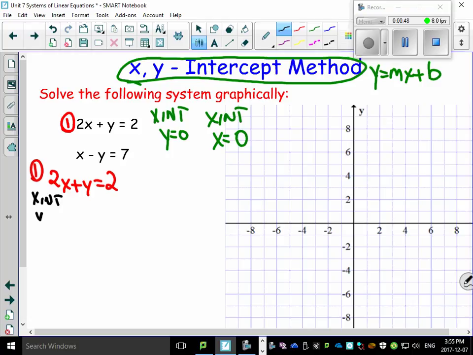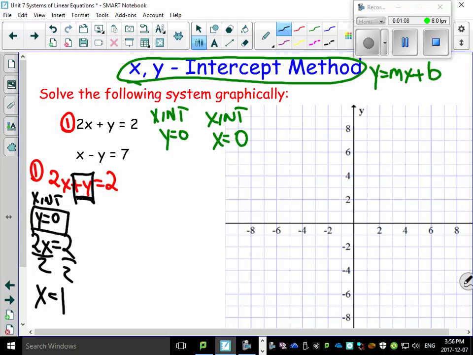X-intercept. You know y equals 0 when the x-intercept happens. So check this out. This y now is 0. If that is 0, that leaves you with 2x equaling 2. Divide each side by 2. You got x equals 1. And check this out. You now have a coordinate, 1, 0, because it is the x-intercept. So at 1, 0, we're about right here. Okay? Now, let's do the next one.